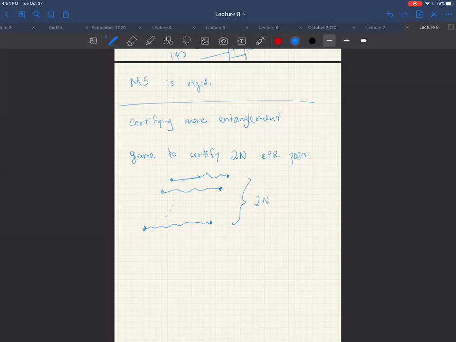Generalizing the magic square game to be bigger dimensional is the right idea. One way that this could work, the thing that I had in mind, is what's called the parallel repeated magic square game.